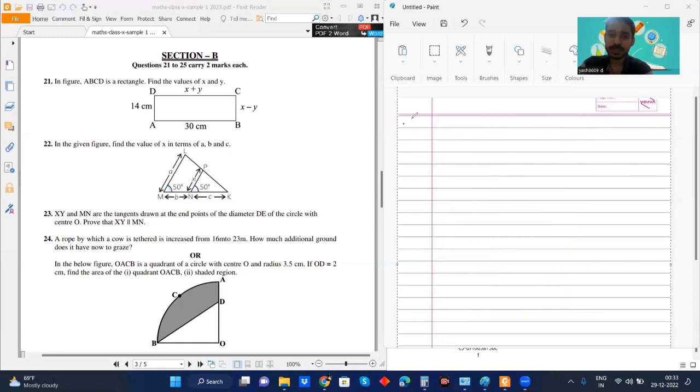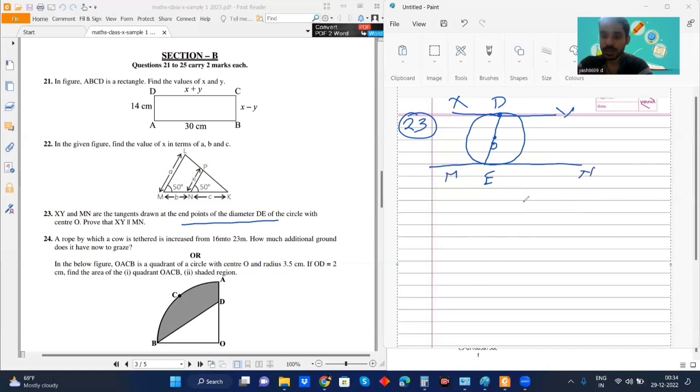Next, number 23. The question says XY and MN are the tangents drawn at the endpoints of the diameter DE of the circle with center O. Prove that XY is parallel to MN. So let us draw the diagram first. We have a circle with center O. It says XY and MN are the tangents drawn at the endpoints of diameter DE. So this is my diameter DE and XY and MN are drawn. Now we have to prove that XY is parallel to MN.